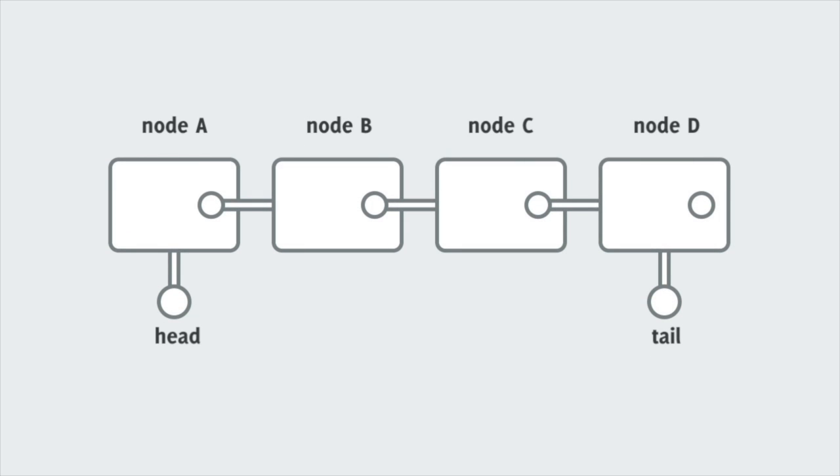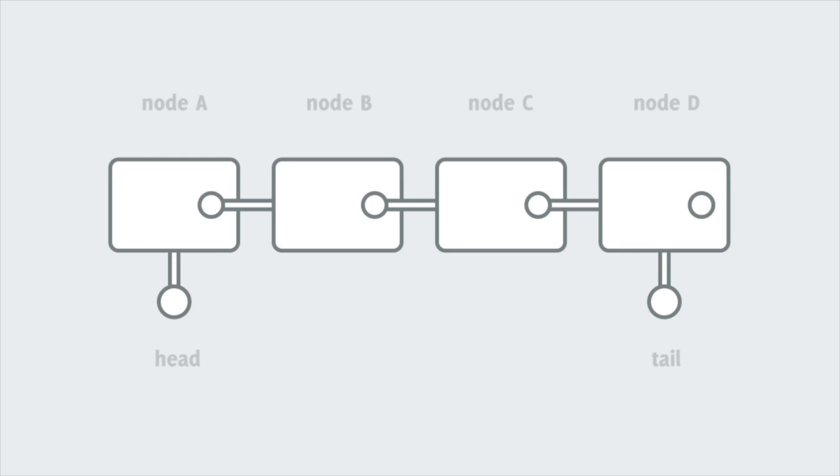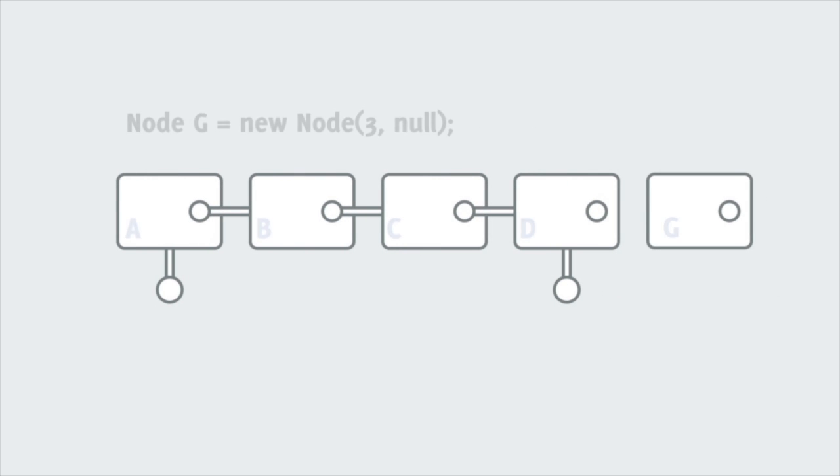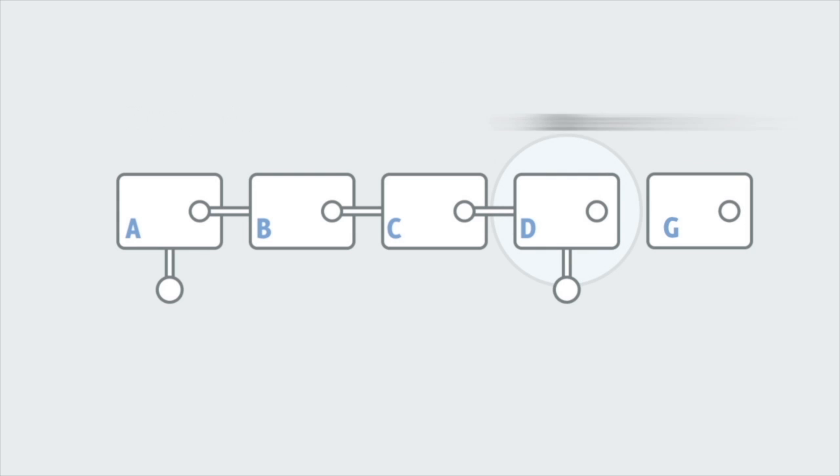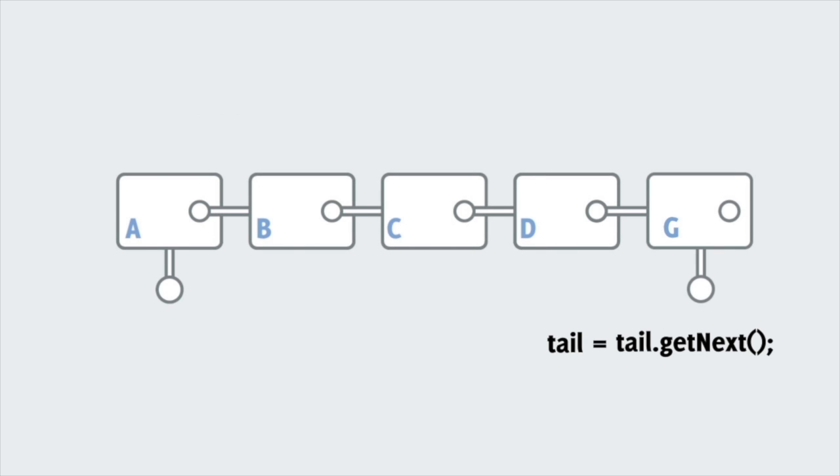Adding a new node to the end of a list works in a very similar way as adding a new node to the beginning of the list. You start by creating a new node, in this example node G. It has a data value of 3 and a reference value of null. The next step is to set the last node in the list to reference this new node, in this case node G. The final thing to do is to change the reference of the tail so that it references this new node, G. This is done by changing the value of the tail to be equal to the next node up from where the current position of the tail is. Tail equals tail.getNext.